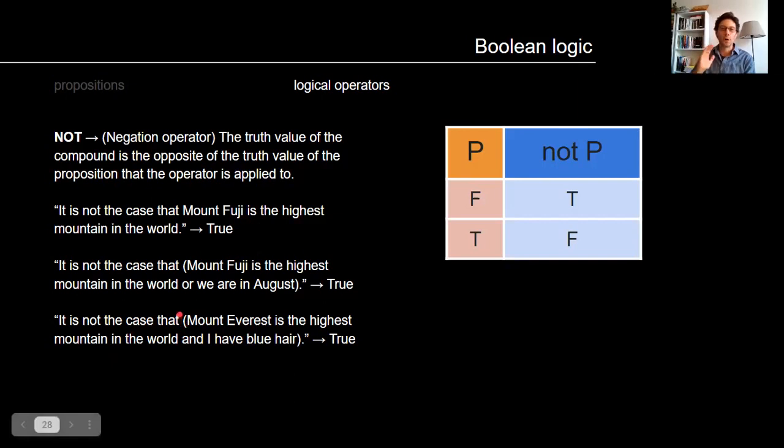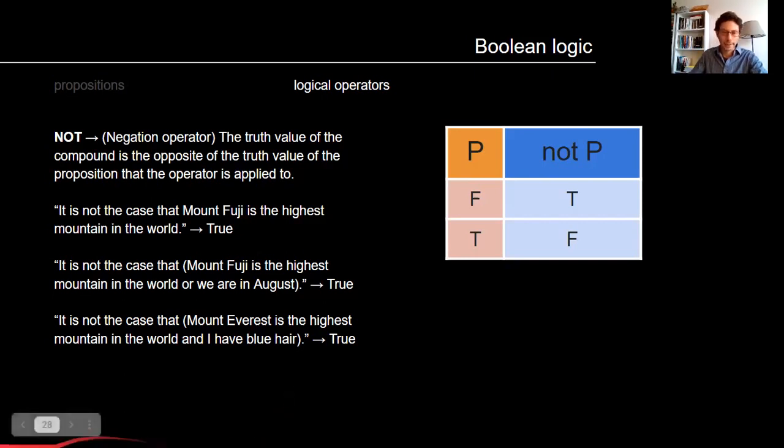Again, it's not the case that (Mount Everest is the highest mountain in the world AND I have blue hair). Mount Everest is the highest mountain in the world: true. And I have blue hair: false. What's the truth value of true AND false?